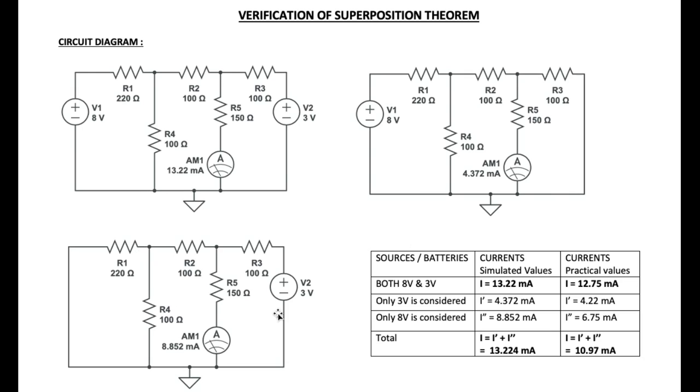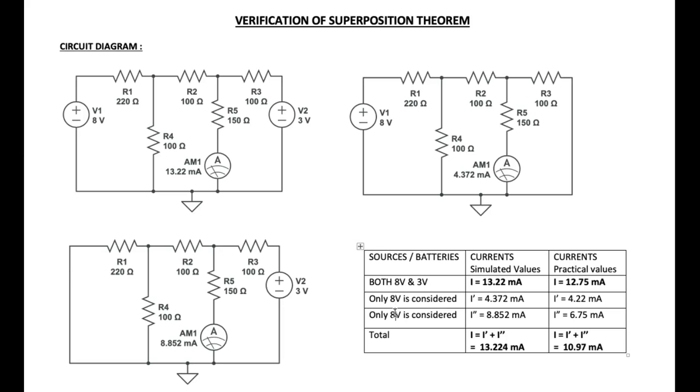Almost it has to coincide. And in the third circuit, we have taken the second battery source, that is of 3 volt, and shorted the 8 volt battery, and let us designate that current as I double dash, and we get the value as 8.852 milliamps. Now it has been tabulated over here: what sources are considered, what current values were got through simulation, and what values were got through the practical experiment. So both the batteries are considered, and then only one source considered, independently finding the respective values.